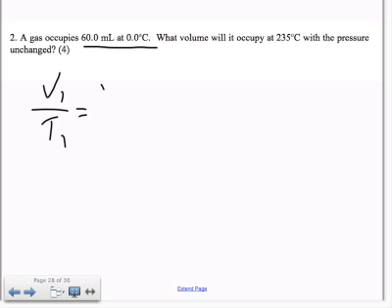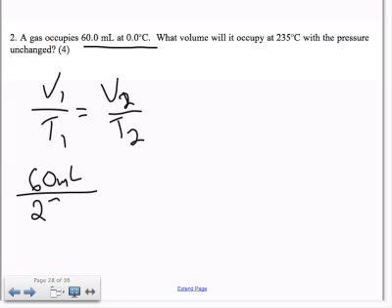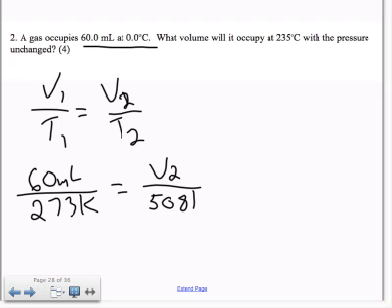More gas law, we've got volume and temperature, which is set up the same way as pressure and temperature. It's a direct relationship. V1 over T1 equals V2 over T2, and then plug in the numbers. You've got 60 milliliters as your V1. Your temperature is 273 Kelvin, 0 plus 273. And then you want to know what volume, V2, it will occupy at 235 Celsius, which if you add 273 is 508 Kelvin. Cross multiply, and you get volume 2 equal to 112 milliliters.